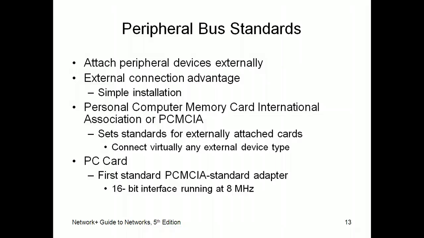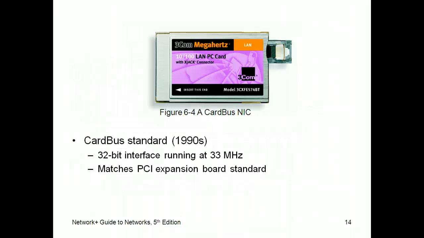The PC card is the first standardized card adapter. It ran on a 16-bit bus running at a whopping 8 megahertz, which is really dirt slow. But hey, it worked. And actually, mine wasn't a 10/100, mine was just a 10 when it came out. That's all I had, a 10. But it was a year later it came out with a 10/100. But mine was a 3Com.